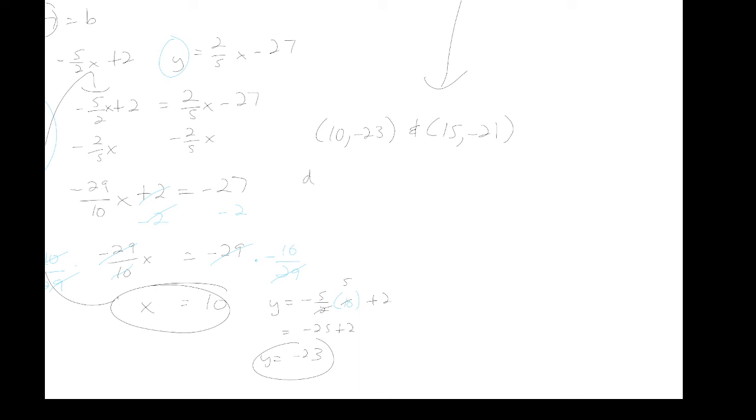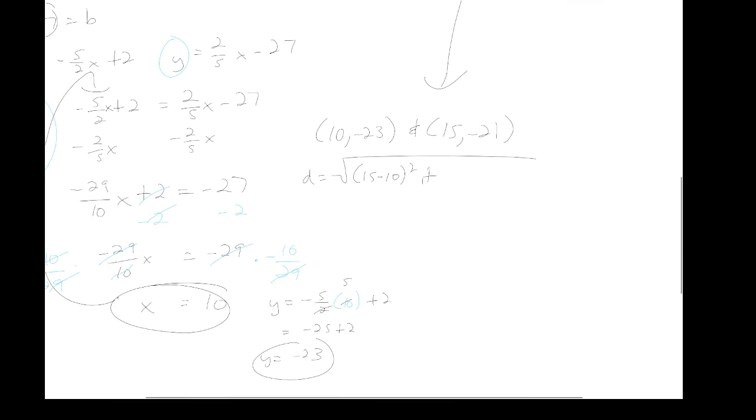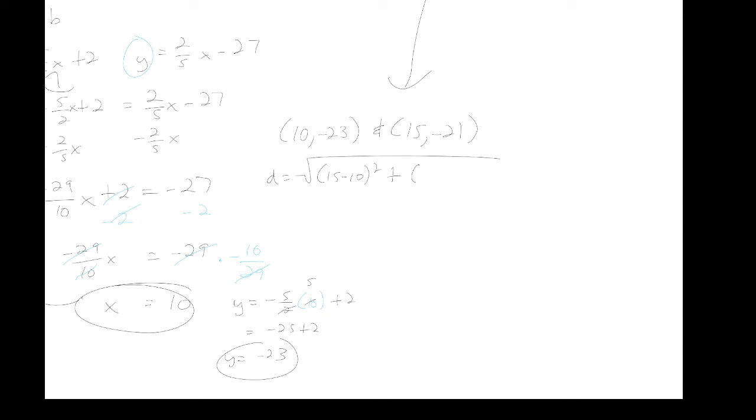Distance formula time, okay? Take the square root of 15 minus 10 squared plus negative 21 minus negative 23, or plus 23, squared. Keep going. 15 minus 10 is 5 squared, plus negative 21 plus 23 is going to be 2 squared. So this is going to be the square root of 25 plus 4, which equals rad 29.